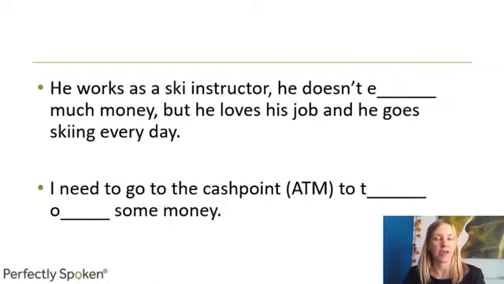So he works as a ski instructor. He doesn't much money, but he loves his job and he goes skiing every day. What verb goes there? Okay. And the second one, I need to go to the cash point. Cash point is the place where you go, you put in your card and you some money, a phrasal verb. Okay, and let's have a look at the answers.